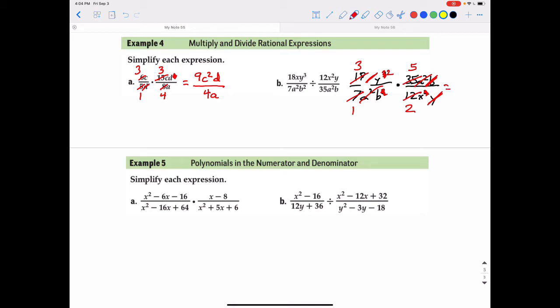So I believe that's everything, so it's time to multiply. So I'll have 3 times 5, which is 15, and the variables that are left over is just the y squared, over 1 times 2 is 2, and I'm left with a b and an x. So there's that answer.